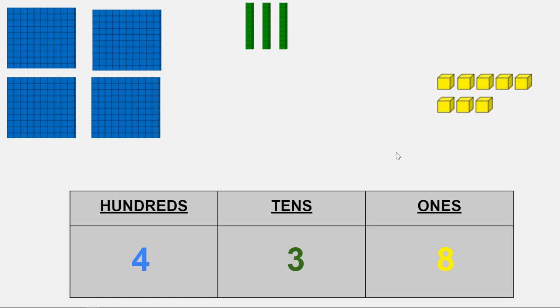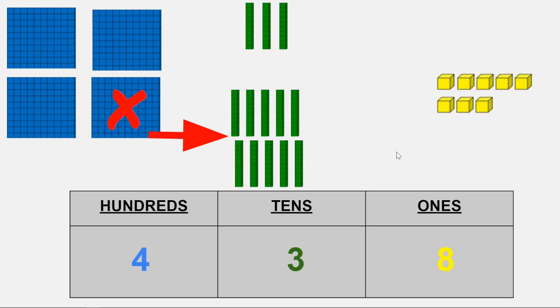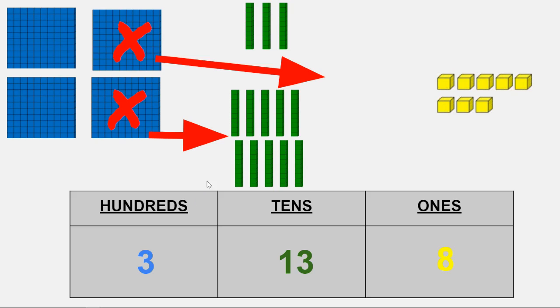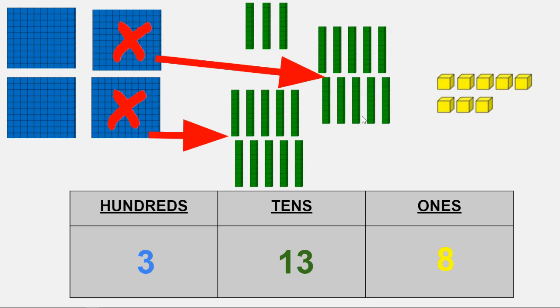Let's start by decomposing 100. We take 100 and we turn it into 10 tens. That will change what we have in our place value chart. We now have 3 hundreds. We don't have 3 tens. We have 13 tens. And we still have 8 ones. We can decompose another 100 if we want to. And again, it's going to turn into 10 tens.